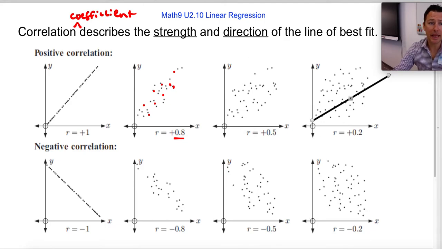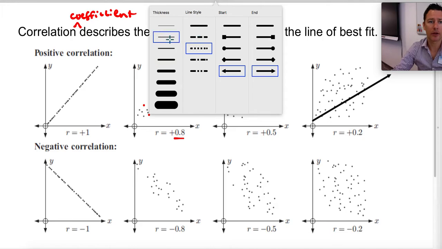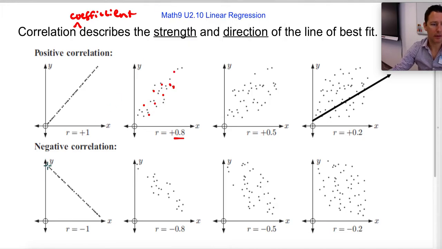They can also be negative, right? So this can also go downhill, like this. And it can be perfectly lined up, but going downhill, like as one thing increases, the other decreases. I'll give you an example of that in a second.